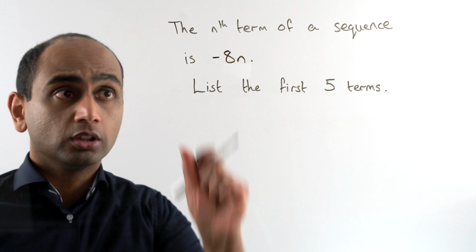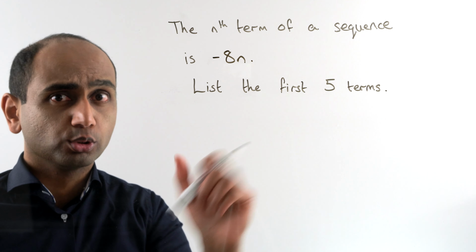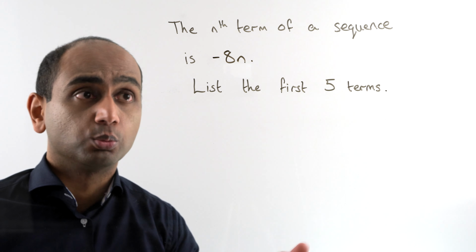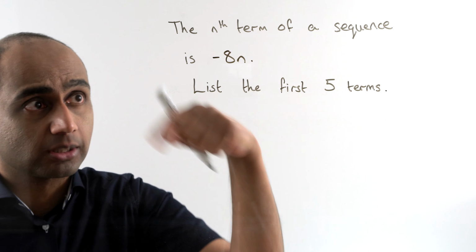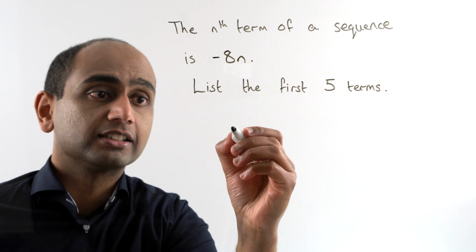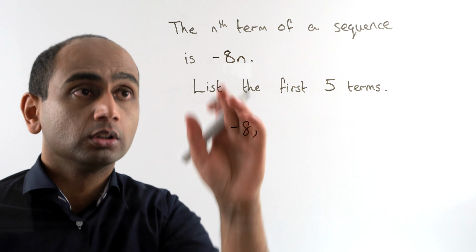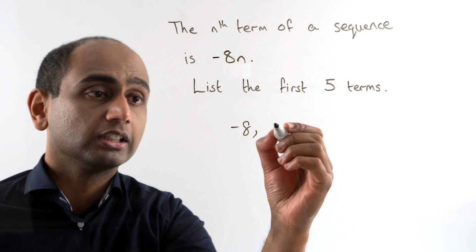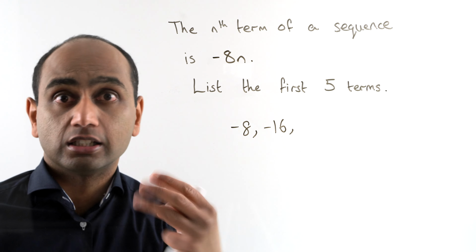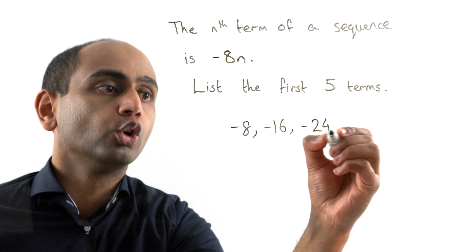Here's the third example. Take care with this one. The nth term is now negative 8n. So pause the video and have a go at this. Right, with this one, the first term would be what you get when you substitute n equals 1. So negative 8 times 1, that's negative 8. The second term is when n is 2. Negative 8 times 2 is negative 16. The third term is when n is 3. So negative 8 times 3, that's negative 24.